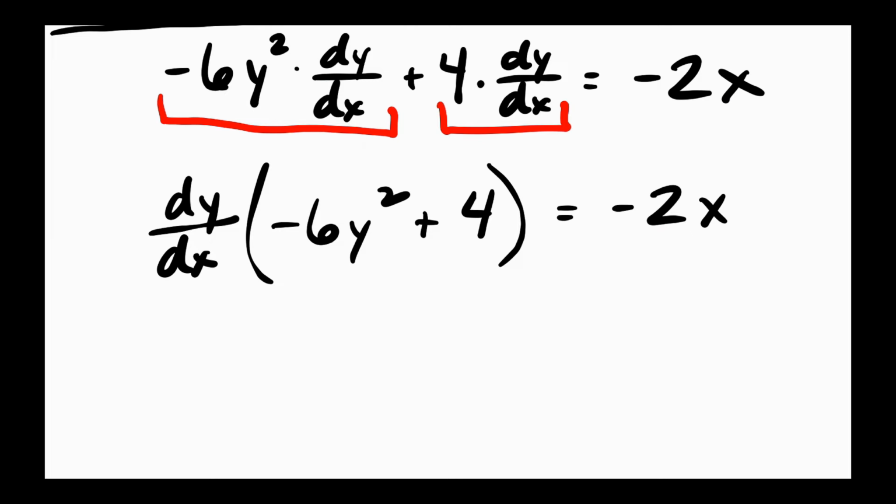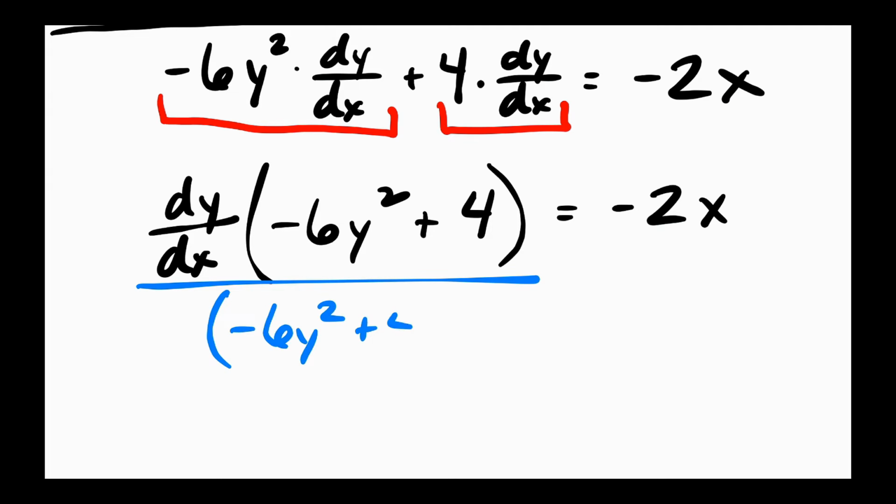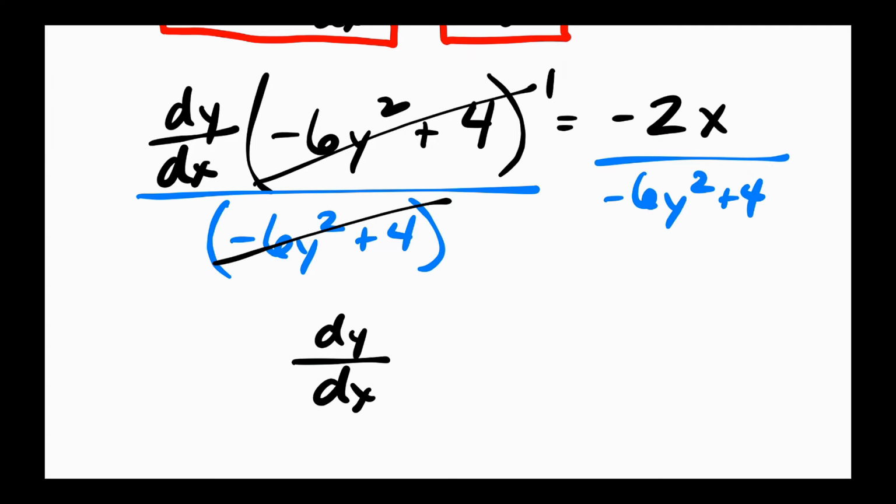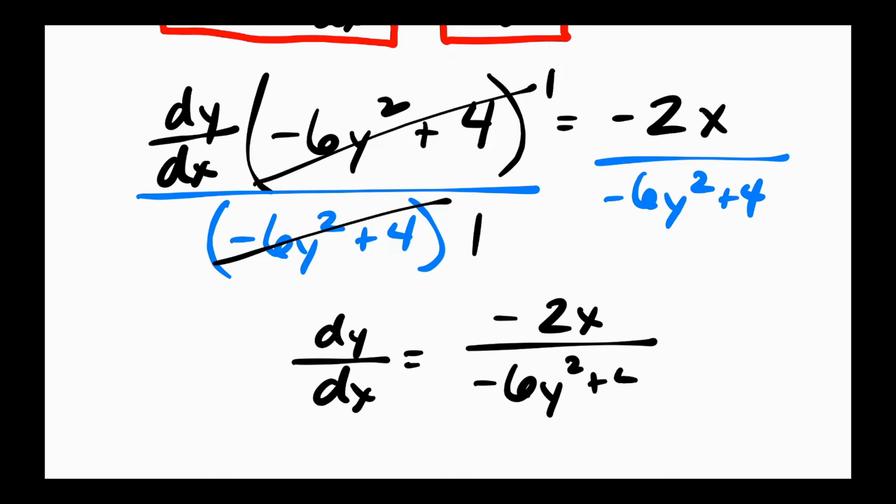Yeah, divide by what I don't need, right? This is distributive property. I have a distributive property problem, right? This is your classic distributive property problem. That's multiplication. The opposite of multiplication is division. So divide by what I don't want. So I get dy over dx, because anything divided by itself doesn't go away, it just makes a 1, equals negative 2x, negative 6 divided by negative 6y squared plus 4.